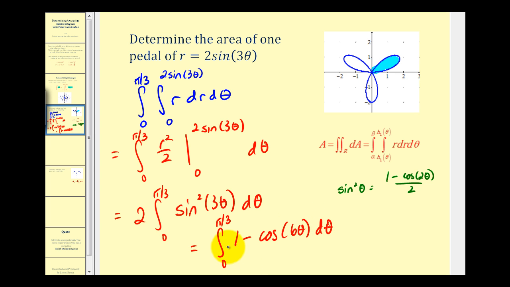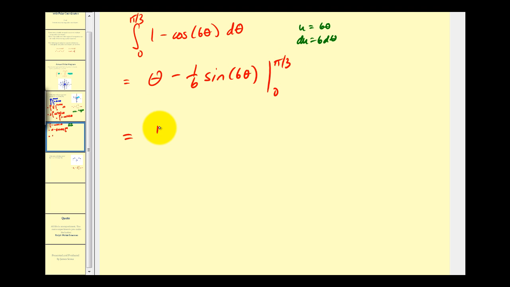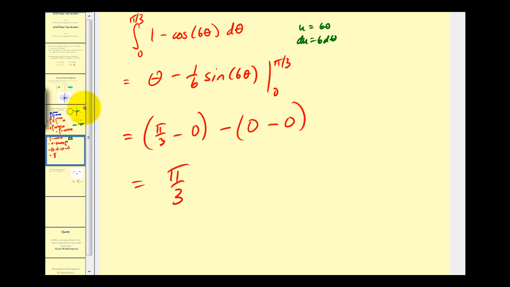Let's go ahead and finish this on the next slide. So here we'd have theta. The antiderivative of cosine u would be sine u, minus the antiderivative of cosine 6 theta. We'd have u equals 6 theta, du equals 6 d theta. So we'd have an extra factor of 1/6 sine 6 theta. Evaluate this at 0 and pi/3. So replacing theta with pi/3, we'd have pi/3 minus, well, the sine of this would be 2 pi, that's 0. And then minus this would be 0, and this would be 0 again. Pi/3 would be the area of one of these petals.